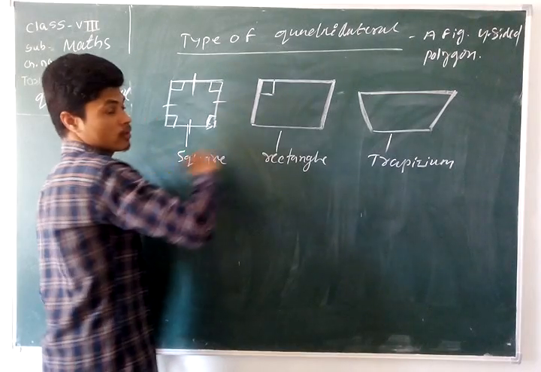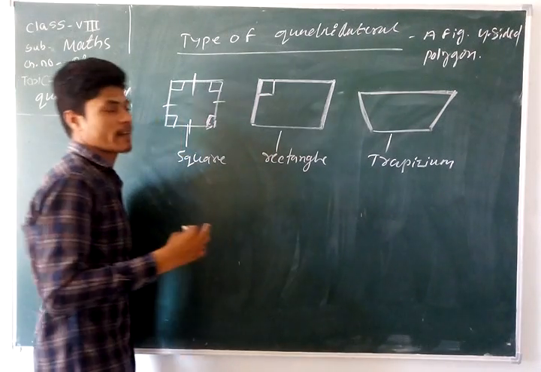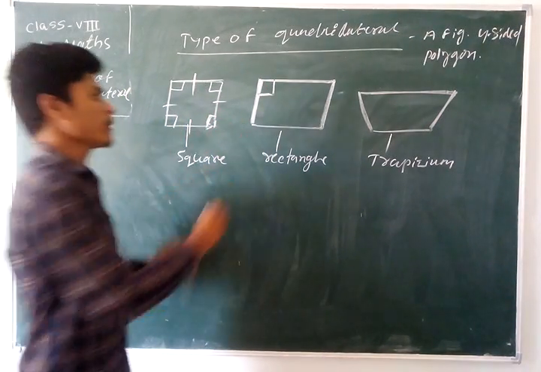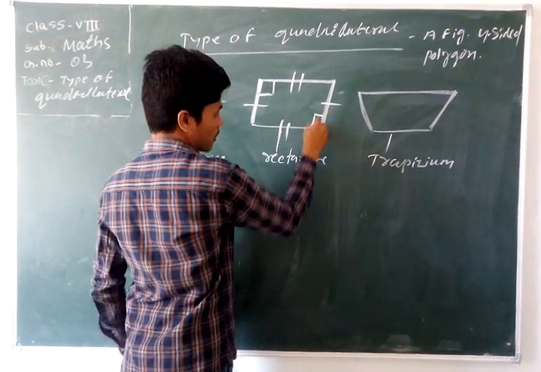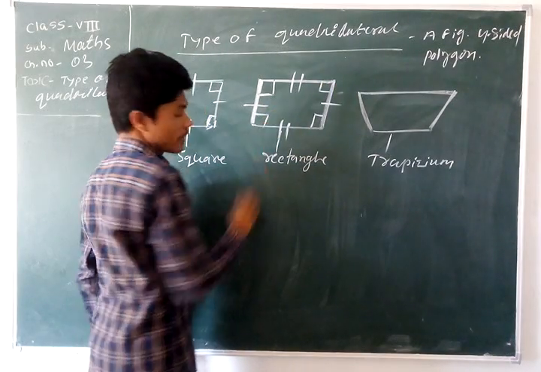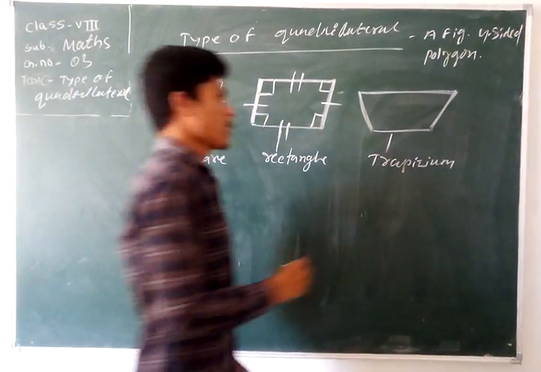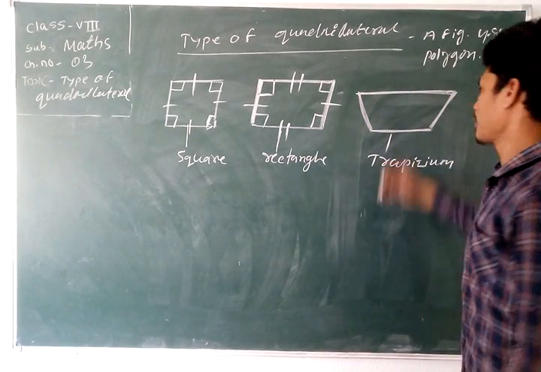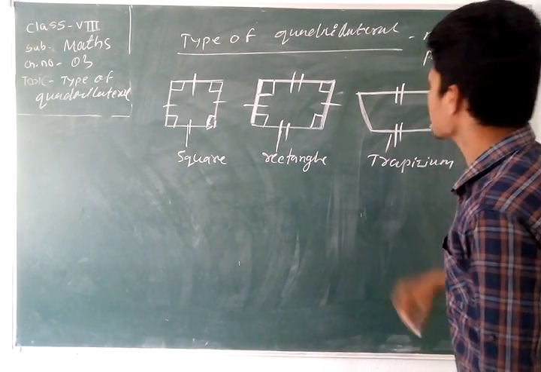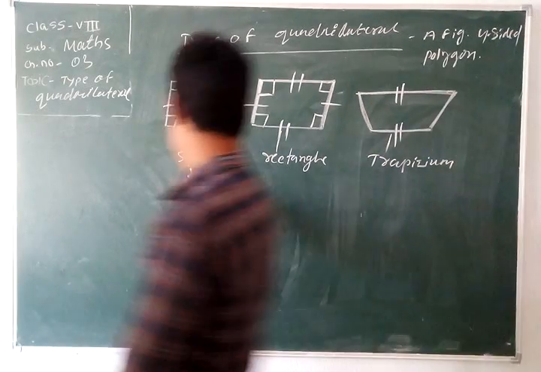Rectangle also what? All opposite sides are equal and parallel. This side and this side, this side and this side. Okay. And also all angles are right angles. Right angle means 90 degrees. Trapezium says what? One pair is parallel. That means this pair is parallel. Clear?